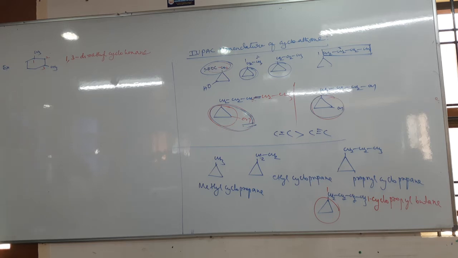Next, 3. If functional groups or double or triple bonds are present on the side chain, then the side chain should be considered as the parent chain, irrespective of the number of carbon atoms.